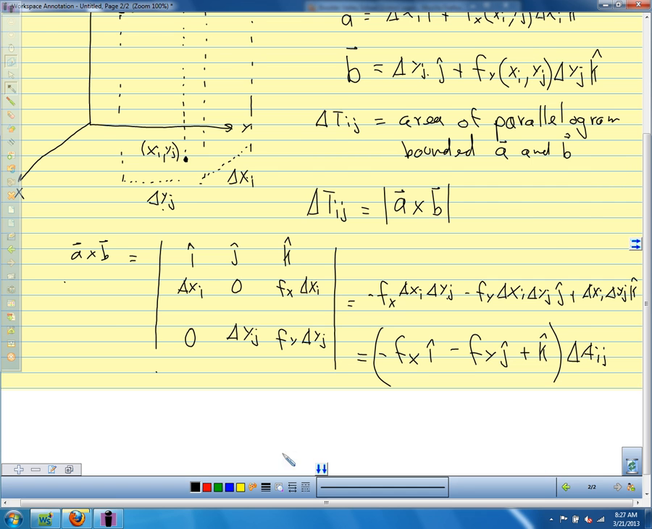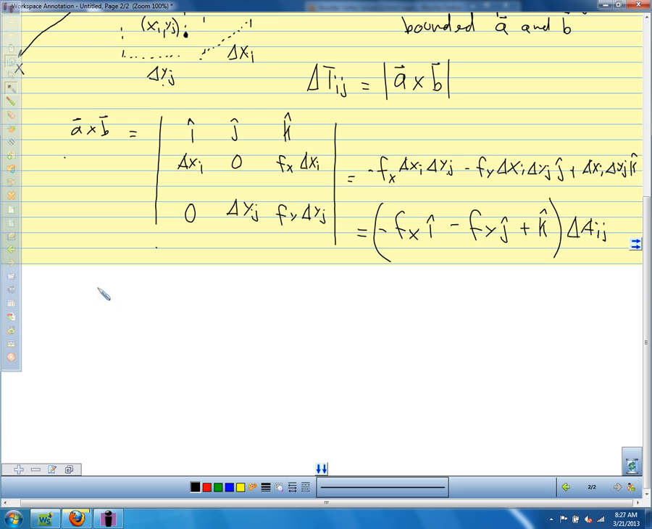And the magnitude of A cross B is this lovely radical, the square root of f sub x squared plus f sub y squared plus 1, times delta A. All of this at our particular point ij. And the total surface area is going to be the sum of this quantity over our region.